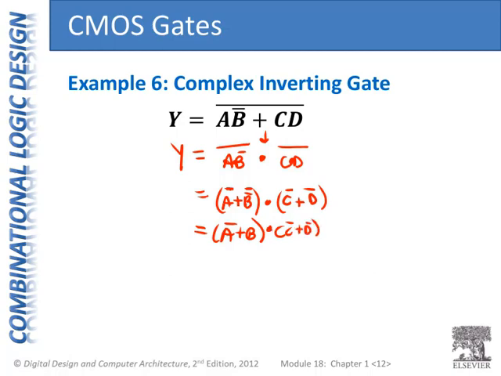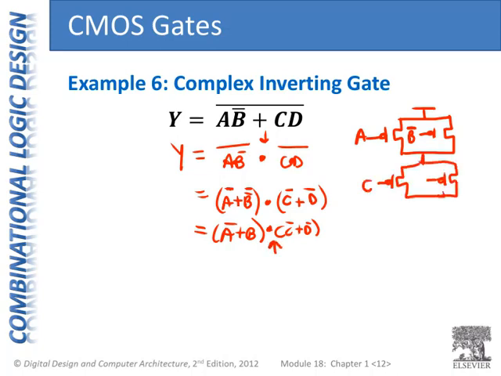And so now we can implement the pull-up first, where we're going to get A bar, or there's our parallel relationship, A bar or B. Well, in order to get B on a PMOS, I have to put B bar on its gate. And here's our AND, C bar or D bar.